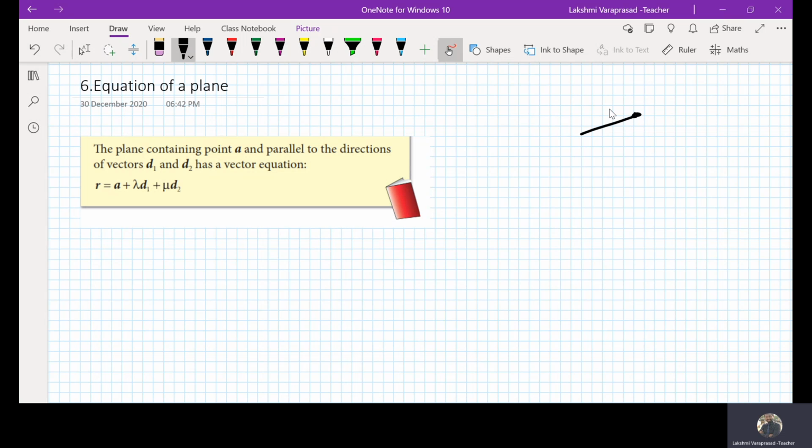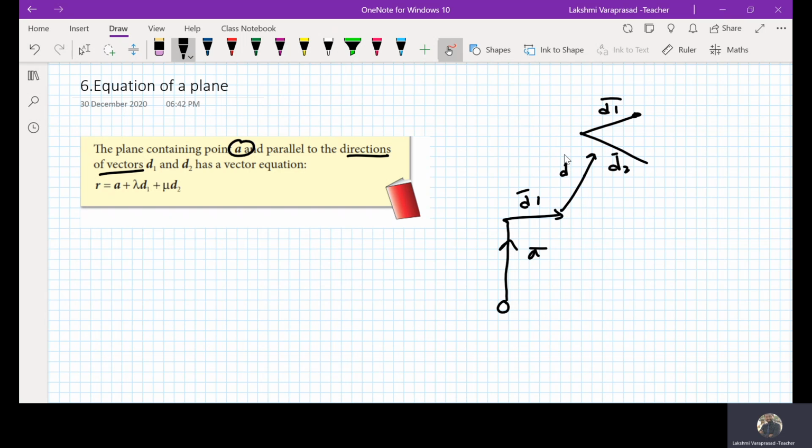Suppose we have one vector, this is called d1 bar, and we have another vector d2 bar. These two are called direction vectors. Now let's consider that this is O, and this point is called A bar, the point A bar. And we have one vector, just written for understanding purpose, d1 bar, and another vector started from here, called d2 bar.